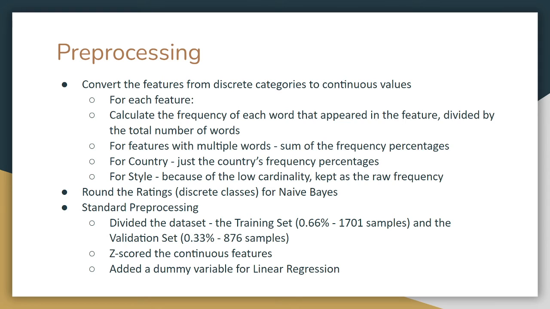As Dave mentioned, we rounded the ratings into discrete classes, and then we did some standard pre-processing. So we split the training set and validation set as usual, and the training set was 1,701 samples, and the validation set was 836 samples. Then we z-scored the continuous features and added a dummy variable for linear regression.